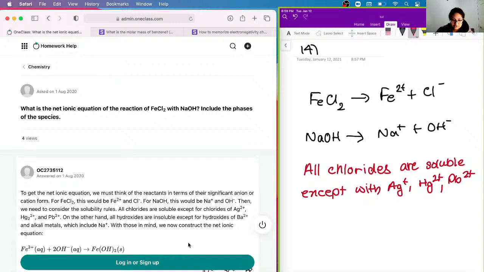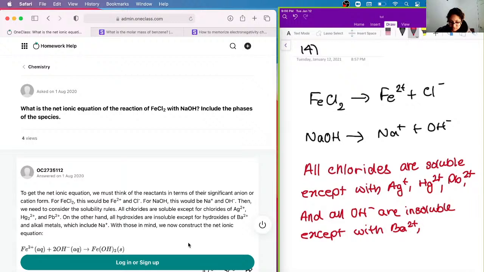And on the other hand, all hydroxides are insoluble except for hydroxides of barium and alkali metals, which include sodium.